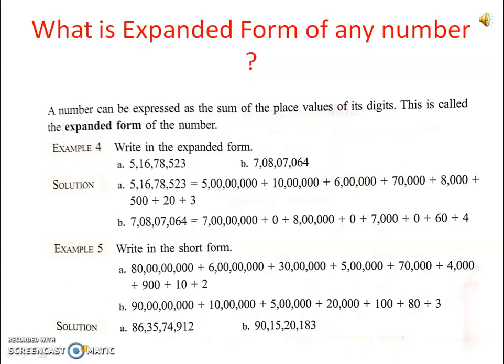Now see example number 5. Write in the short form. In this example, we have to find out the short form of a particular number. And here we are given with the expanded form of that number. So in example 5a, we are given with 80 crore plus 6 crore plus 30 lakh plus 5 lakh plus 70,000 plus 4,000 plus 900 plus 10 plus 2. So this is the expanded form of a particular number.